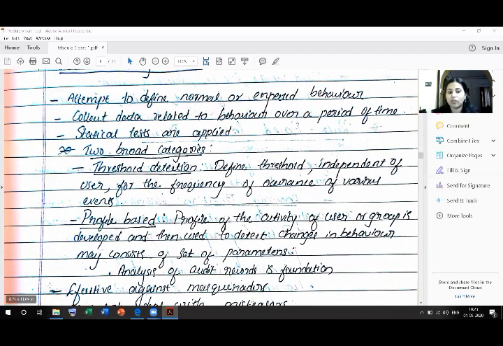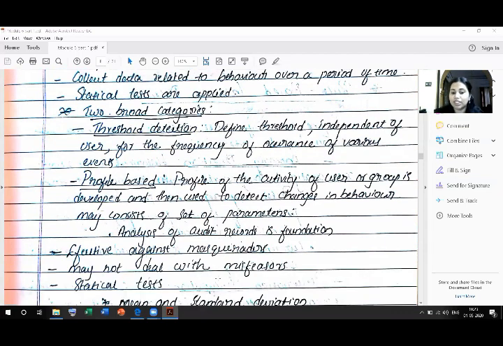Next one is the profile based. Profile based means the profile of the activity of a user or group is developed and then used to detect changes in behavior, which may consist of a set of parameters. Analysis of audit records is the foundation. It is effective against masquerades, but may not deal with misfeasors. They only deal with outsider attacks, not inside attacks.